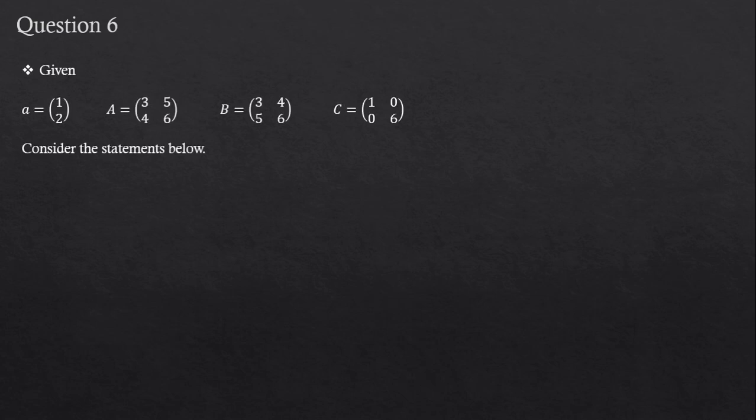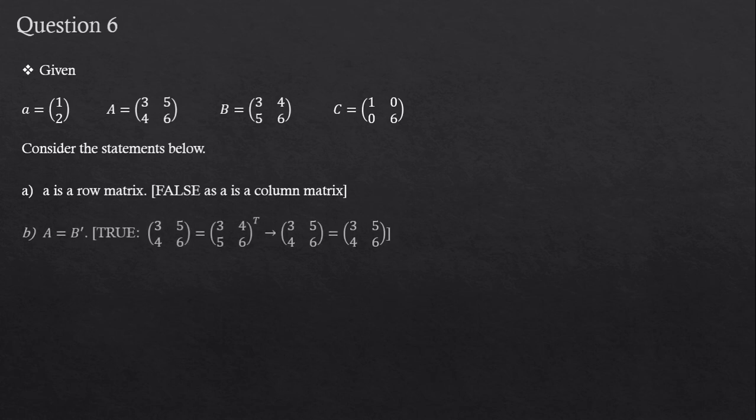Given 4 matrices, do not confuse the small letter a and the capital letter A. Consider the statements below. A is a row matrix. Of course it is false, because a is a column matrix. The small letter a consists of only one column, so any matrix with only one column is a column matrix. A row matrix is the opposite. It only has one row.